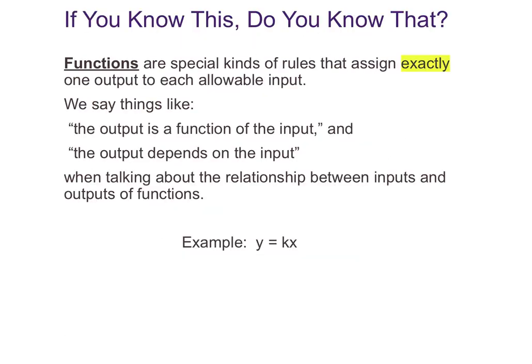The definition of a function is that functions are special kinds of rules that assign exactly one output to each allowable input. And in your notes, what I would do is underline that and draw arrows to that exactly one output for every input. And we'll say things like, the output is a function of the input, or that output depends on the input. What this means is that whatever is coming out of this function machine is completely reliant on what went in, because for everything that comes in, one unique thing will come out.